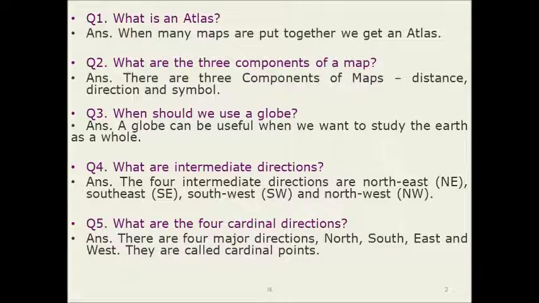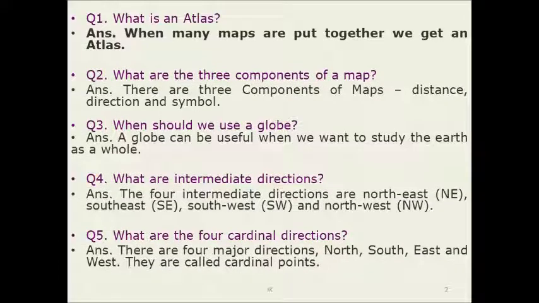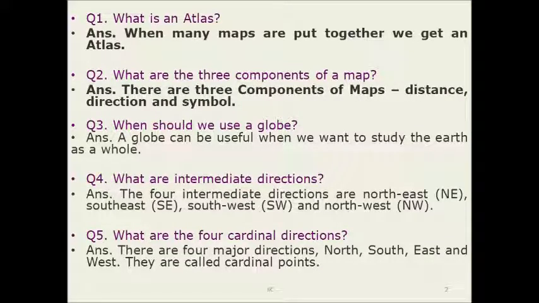Question number 1. What is an atlas? Answer. When many maps are put together, we get an atlas. Question number 2. What are the three components of map? Answer. There are three components of map: distance, direction, and symbol.